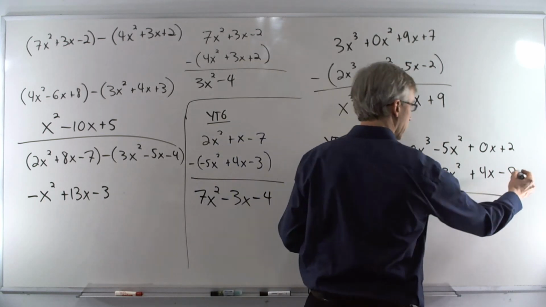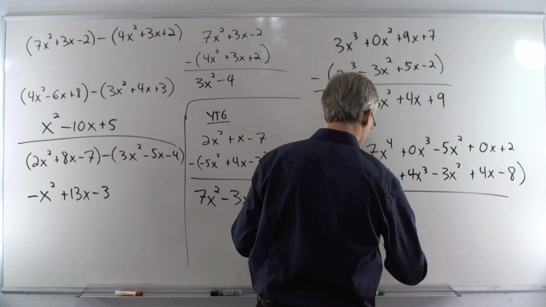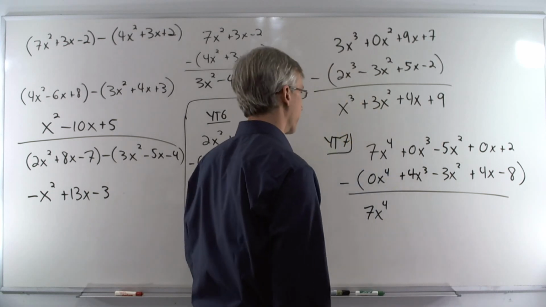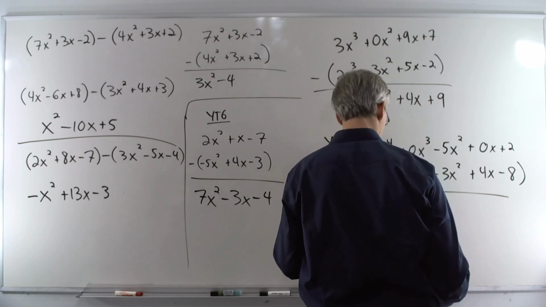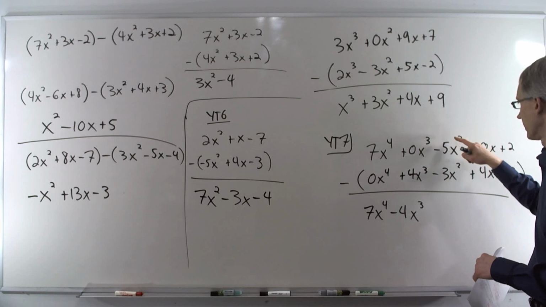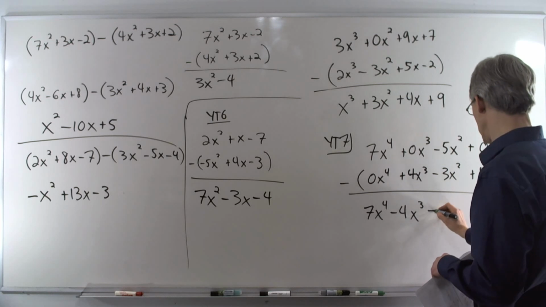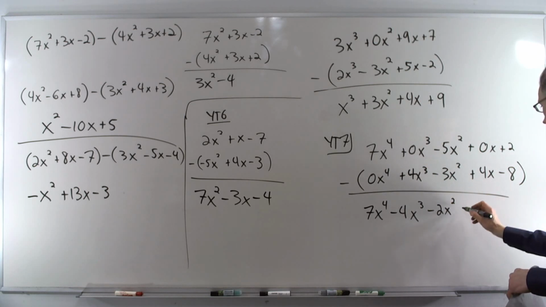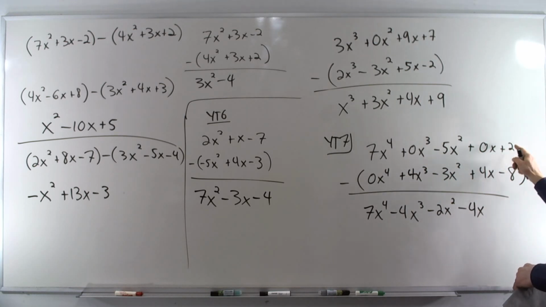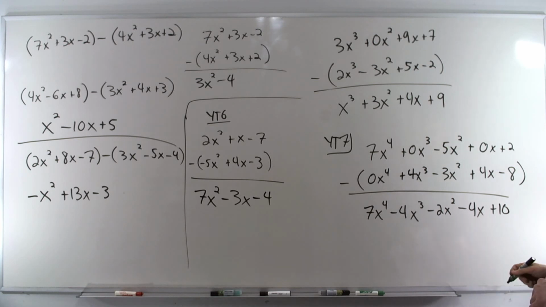Right, now we'll subtract everything down here. So you got 7 minus 0 is 7, so that's 7x to the fourth. 0 minus 4 is negative 4, so minus 4x to the third. Here we got negative 5 minus negative 3. That's the same as negative 5 plus 3. So that's minus 2x squared. We got 0 minus 4 again, so that's minus 4x. And 2 minus negative 8 is the same as 2 plus 8, which is 10. So 7x to the fourth minus 4x to the third minus 2x squared minus 4x plus 10.